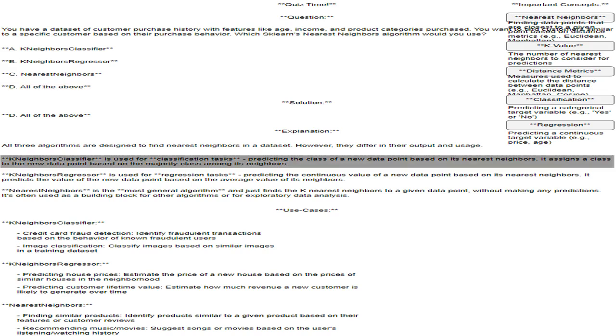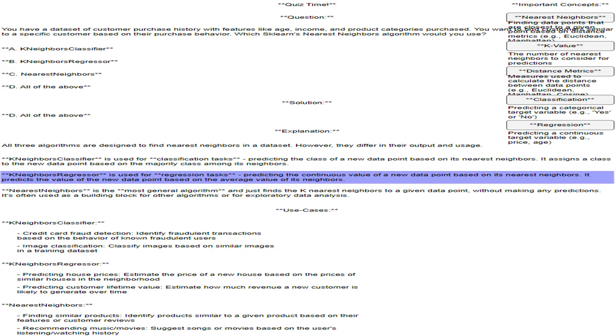K-neighbors classifier is used for classification tasks, predicting the class of a new data point based on its nearest neighbors. It assigns a class to the new data point based on the majority class among its neighbors. False. K-neighbors regressor is used for regression tasks, predicting the continuous value of a new data point based on its nearest neighbors. It predicts the value of the new data point based on the average value of its neighbors.